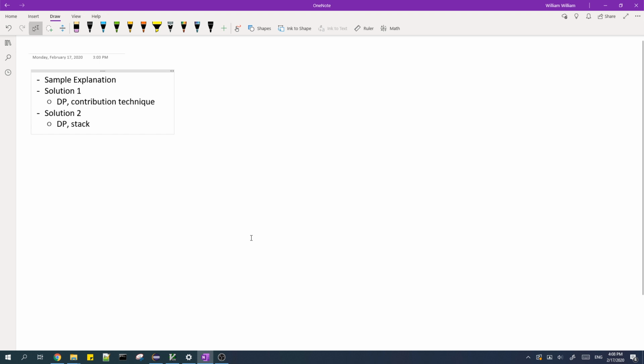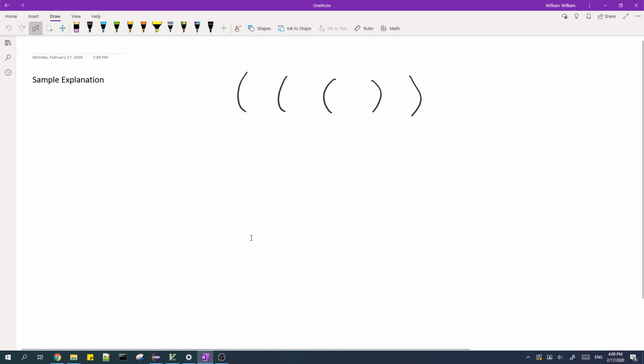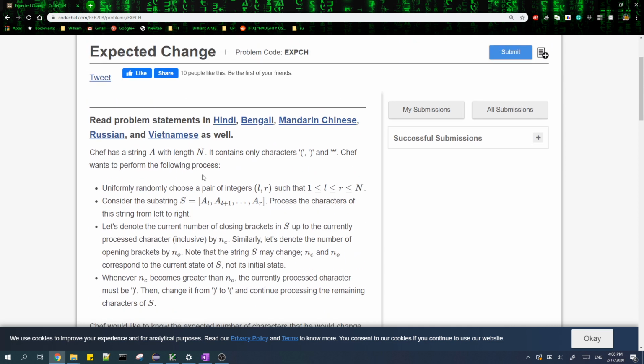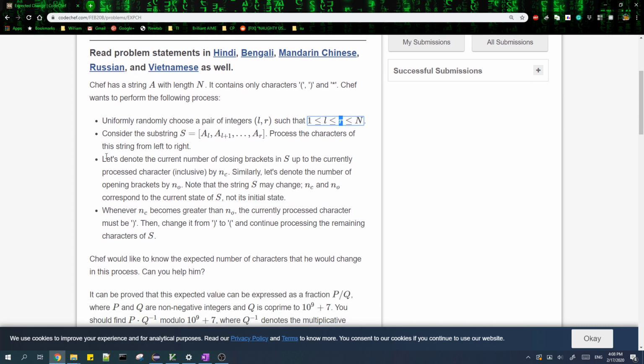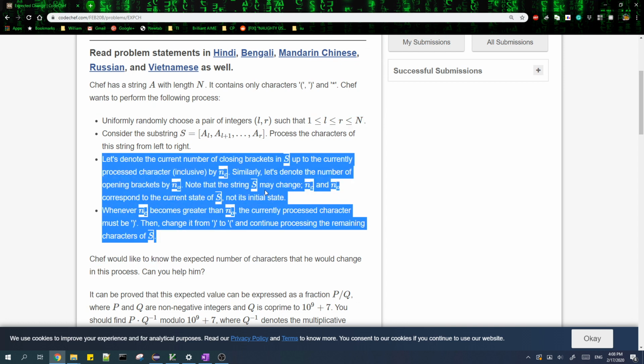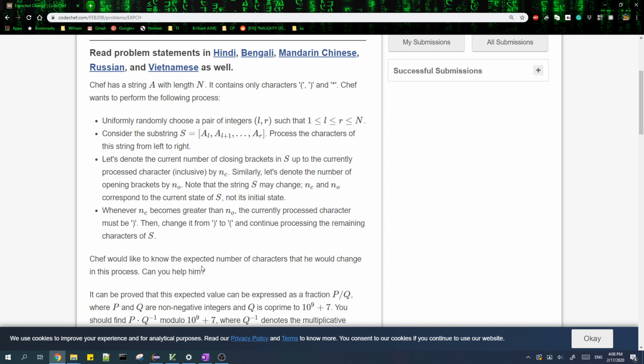Okay, so now I'll go over the explanation for the sample. We have this string over here, and it says first we need to uniformly randomly choose a pair of integers L, R such that L is smaller than or equal to R. Now we need to consider the substring from L to R. So basically, first we randomly choose a subarray of the string S, and then we do some process over this subarray, and then we want to know the expected number of characters that we will change.